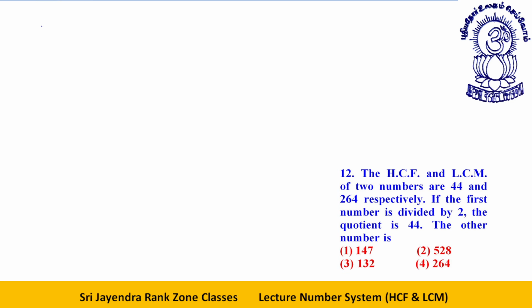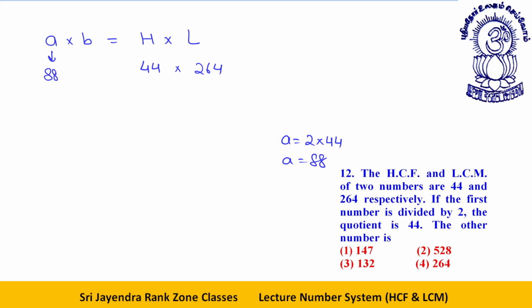See, again we know the property A into B is H into L. The HCF of two numbers is 44 and LCM is 264. If the first number is divided by 2, the quotient is 44. See, some number is divided by 2, the quotient is 44, means this number is 88. A is equal to what? 2 into 44, that is 88.